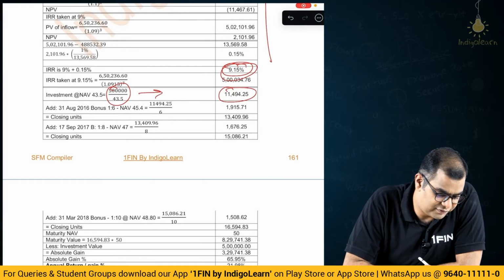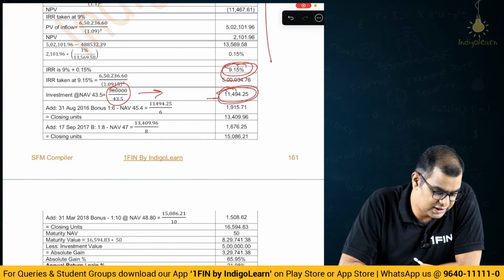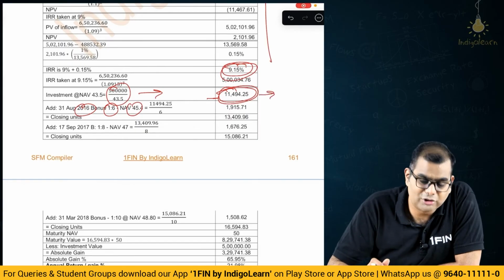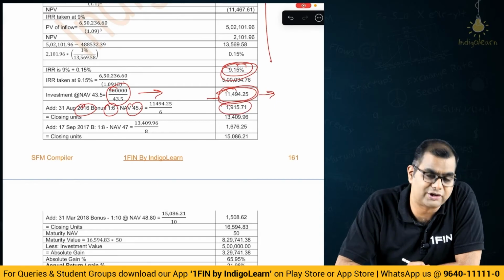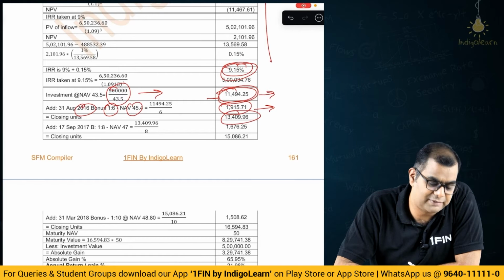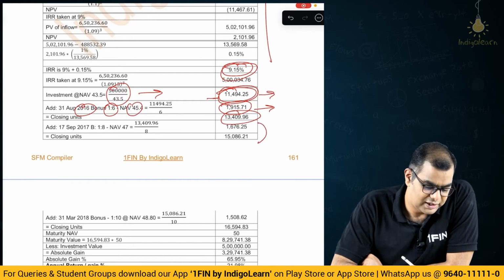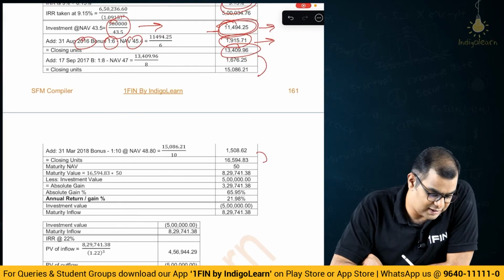You have an investment of 5 lakhs at 43.5, which is the opening NAV. You made this many units. On 31st August, you get a bonus of 1:6 at a NAV of 45. So, whatever number of units you have, 11,494, for every 6 units you get 1 unit. So, divide by 6 is the actual units you are going to get. 1900 is the bonus you are getting. So, your total units is 1900 plus 11,400, which is basically 13,400. Like that, every bonus issue you keep adding the number of units.